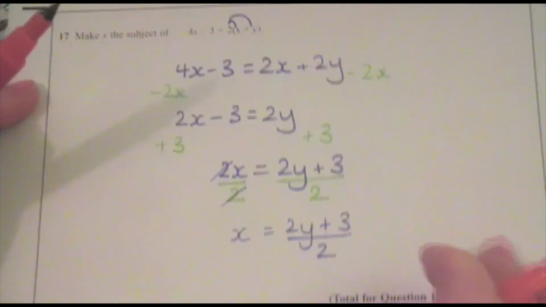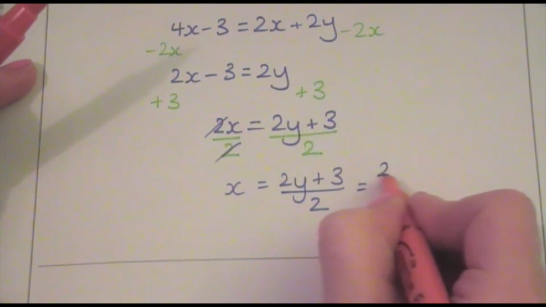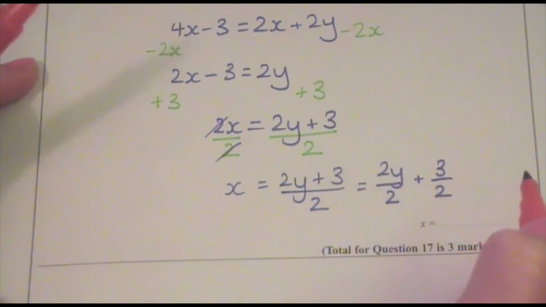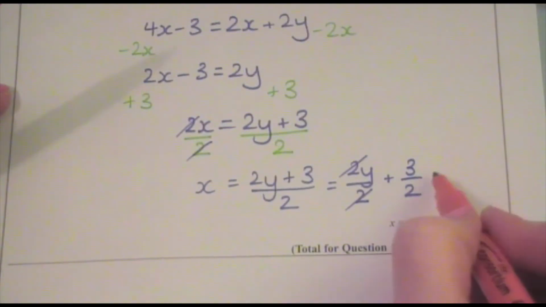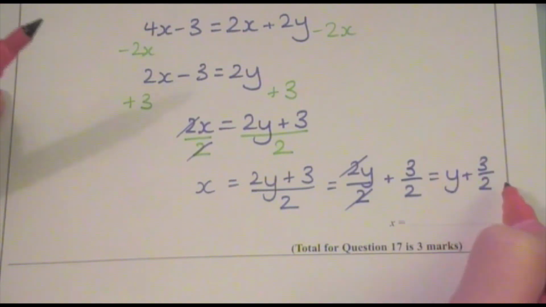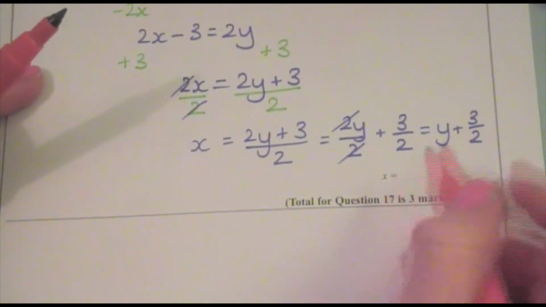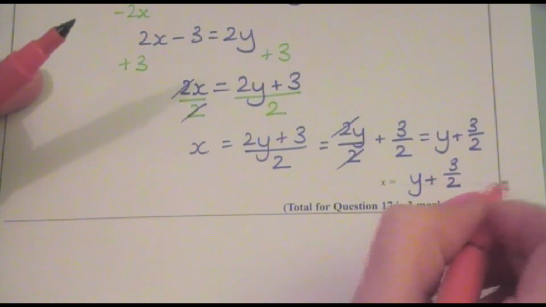Now I could leave it in that form. I could also split the fraction up, so I could have 2y divided by 2 plus 3 over 2. And that would mean I could cancel these 2's here, and I would be left with y plus 3 over 2. Or you could write that as 1.5. Okay, and then I need to make sure I write it down in my answer. So x equals y plus 3 over 2, or y plus 1.5.